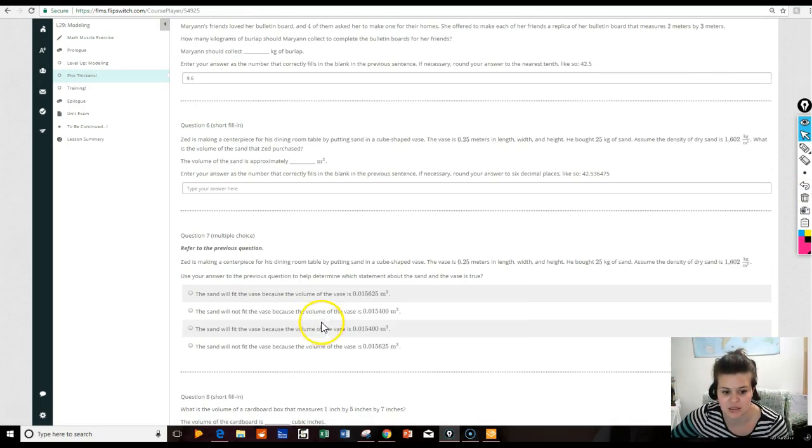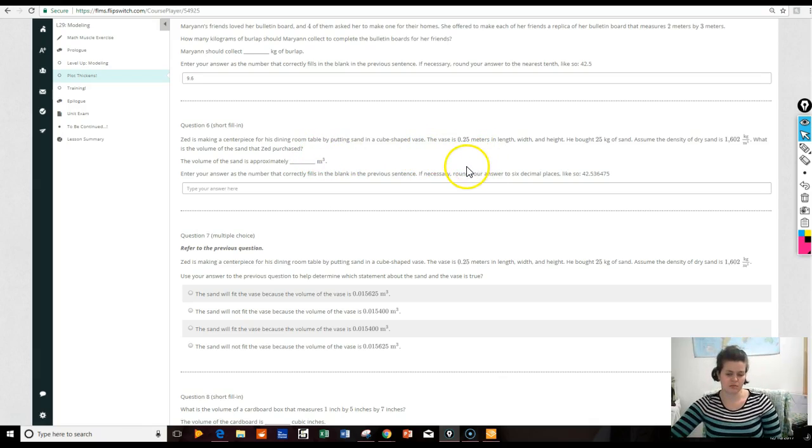Okay, question 6. Zed is making a centerpiece for his dining room table by putting sand in a cube-shaped vase. The vase is 0.25 meters in length, or a quarter meter in length, width, and height. He bought 25 kilograms of sand. Assume the density of dry sand is 1,602 kilograms per meters cubed. What is the volume of the sand that Zed purchased?